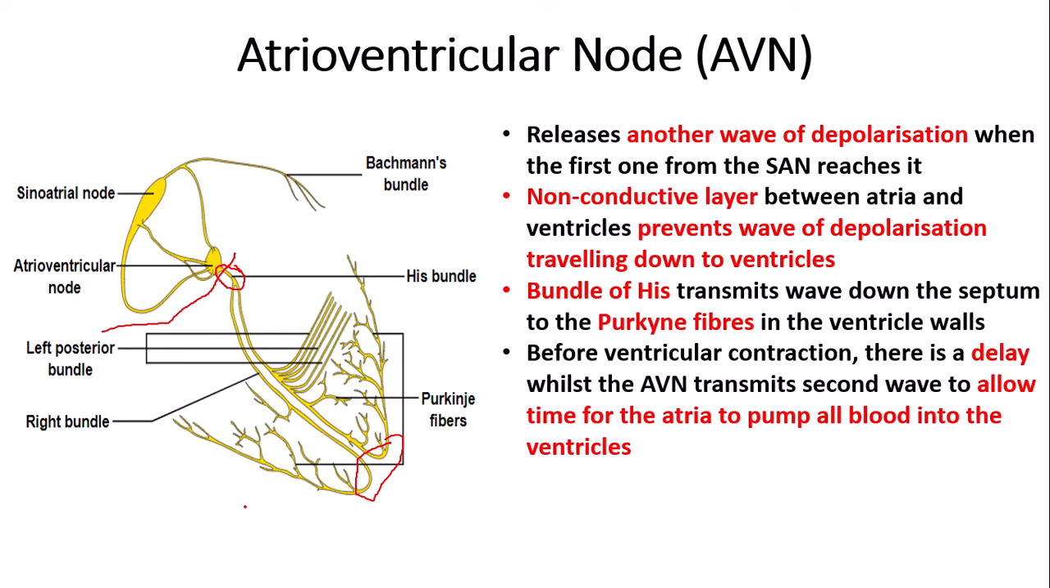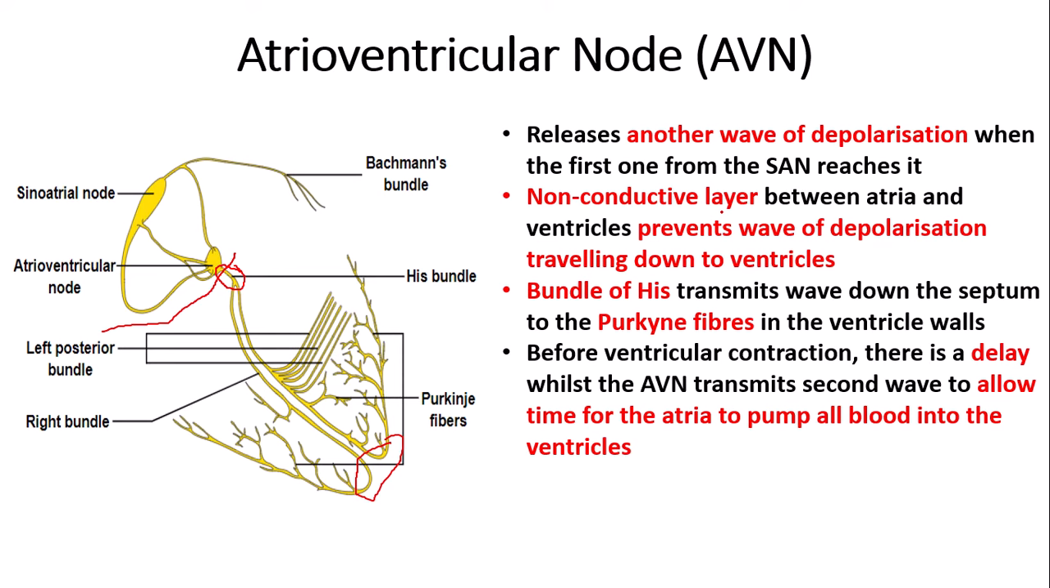So this would make the ventricle walls contract. However, before ventricular contraction actually occurs, there is a delay. There is a delay whilst the AVN transmits a second wave of depolarization, so not the first one that we have mentioned here, but a second one. This allows enough time for the atria to pump all blood into the ventricles. So for all of the blood to enter the ventricles, two waves of depolarization are required.